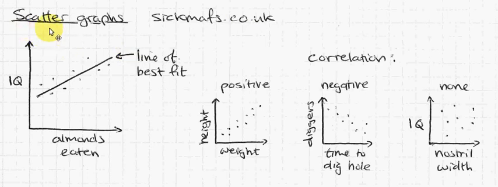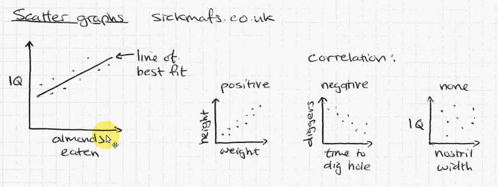So this one's about scatter graphs. What are scatter graphs? Basically, you might have lots of information about, say, people who eat loads of almonds and what their IQ is. So you plot that information. So if they eat a few almonds and their IQ is that high, you plot that there. That's one person, that's another person. Each dot represents a person or a single piece of data.